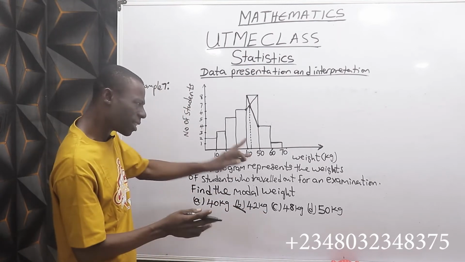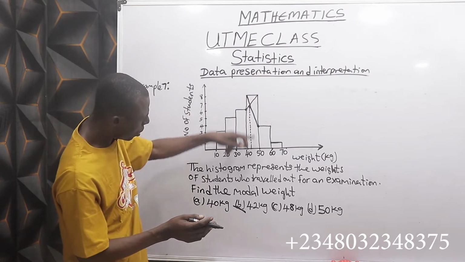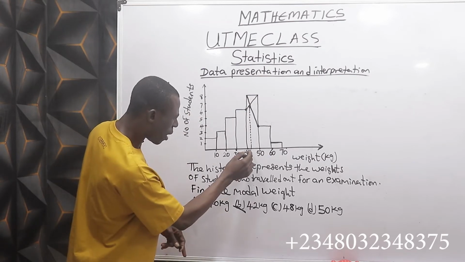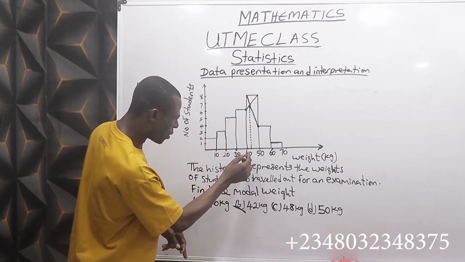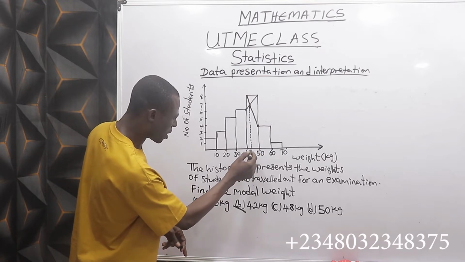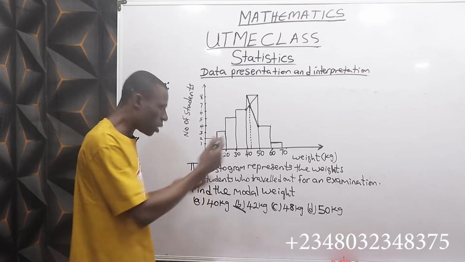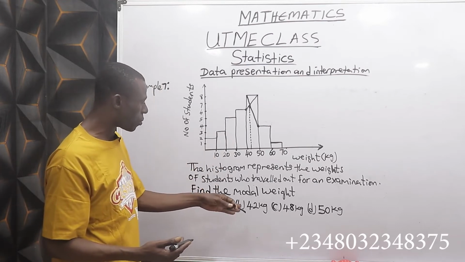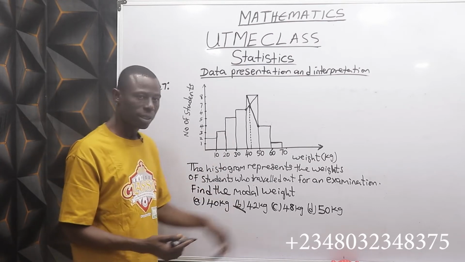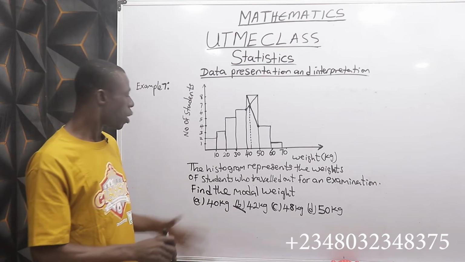You can see it is easy to do. Once you do it like this, then evaluate what the value is. If this is 40 and this is 50, what is this? And if it is graduated, you use the graduated lines to discover your answer. But even without graduation, you can see here that the answer is 42 kg, option B.